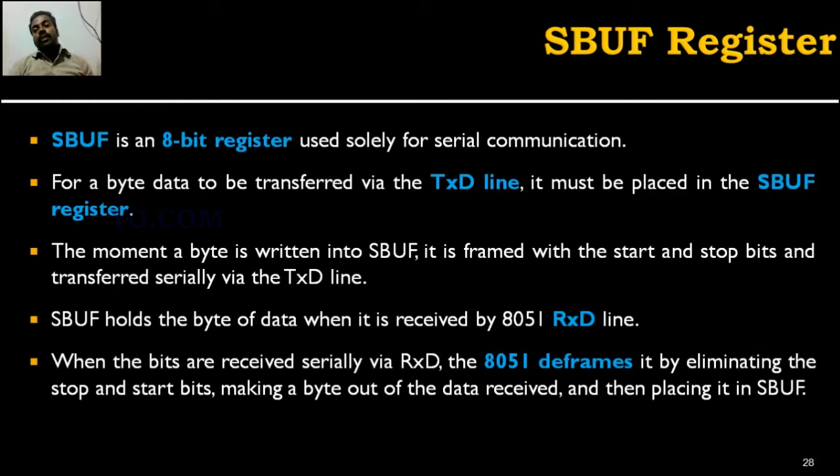So whenever we store data to transfer in the serial port, at that time we store the data in register SBUF. After that, the data are framed by a start bit and a stop bit. Then SBUF holds the byte of data when it is received by the 8051 on the RxD line. SBUF also receives data from the receiver line, that is the RxD line. When the bits are received serially via the RxD line, the 8051 deframes, that means eliminating the start bit and stop bit, and sends the data to the next level. These are the SBUF register uses.